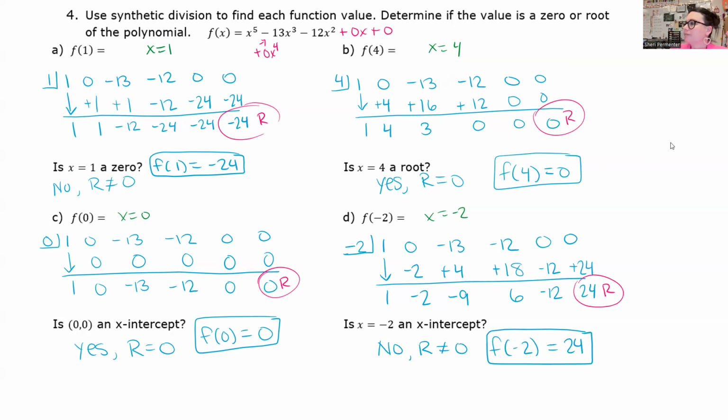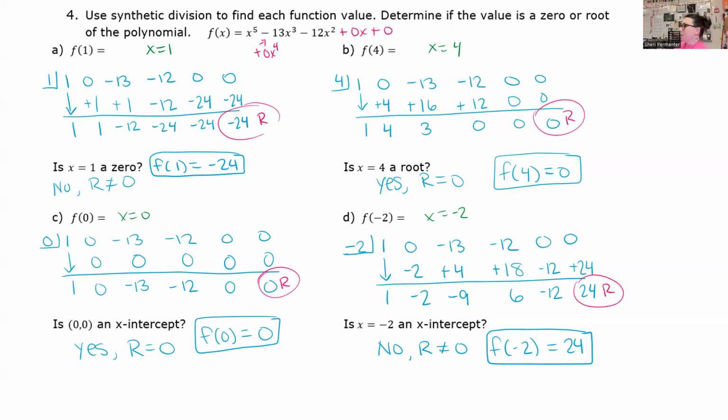How did y'all do? You can also check your work in the calculator. It's pretty quick to check your work. So what you would type into y equals is the polynomial the way that it is given to you. You type in x to the fifth minus 13x to the third minus 12x to the second. And you don't have to write the placeholders.